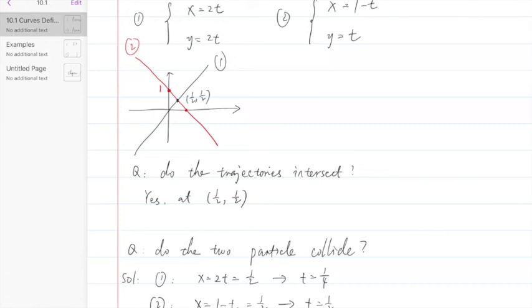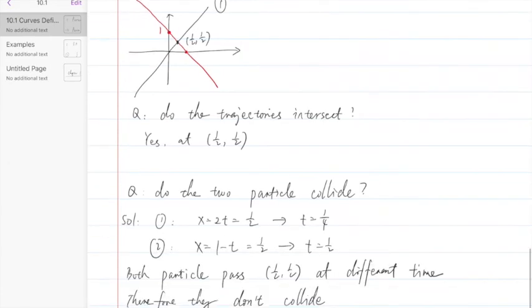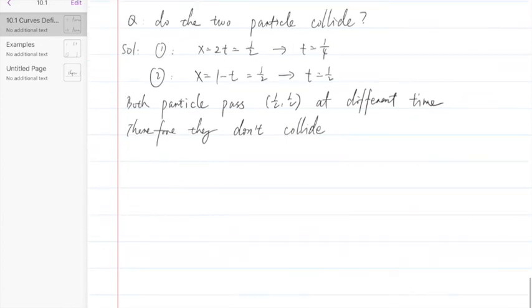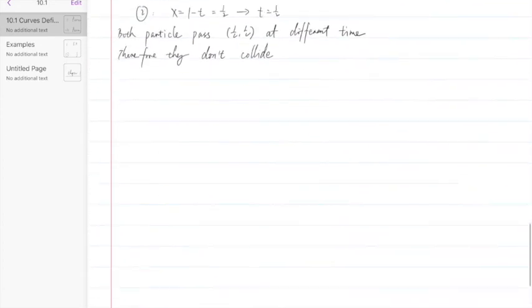But if you plug (1/2, 1/2) into the first motion, you find t equals 1/4. You plug (1/2, 1/2) into the second motion, you find that t equals 1/2. That means, yes, both particles pass the same point (1/2, 1/2), where their trajectories intersect, but the particle in the first motion passes first at 1/4 second, for example. And then the second particle passes the same location at time 1/2.